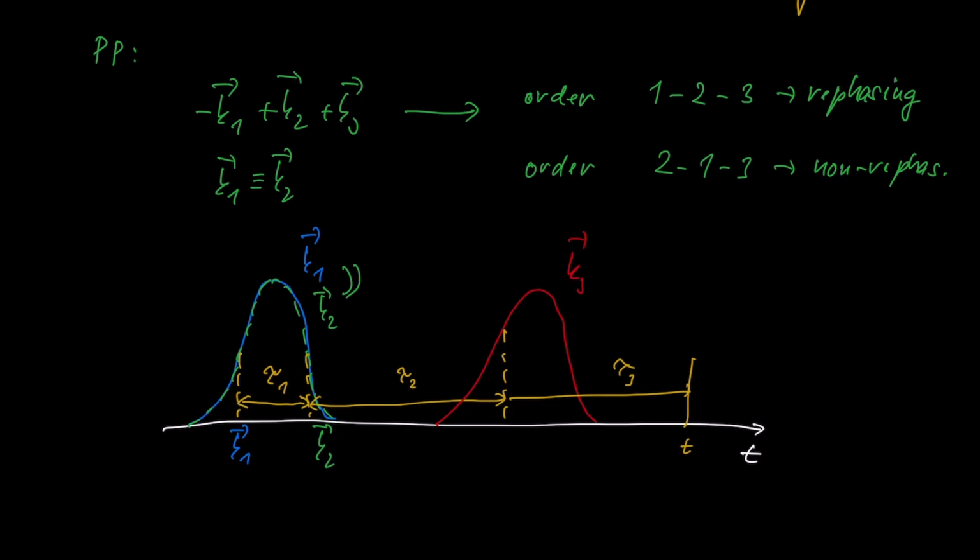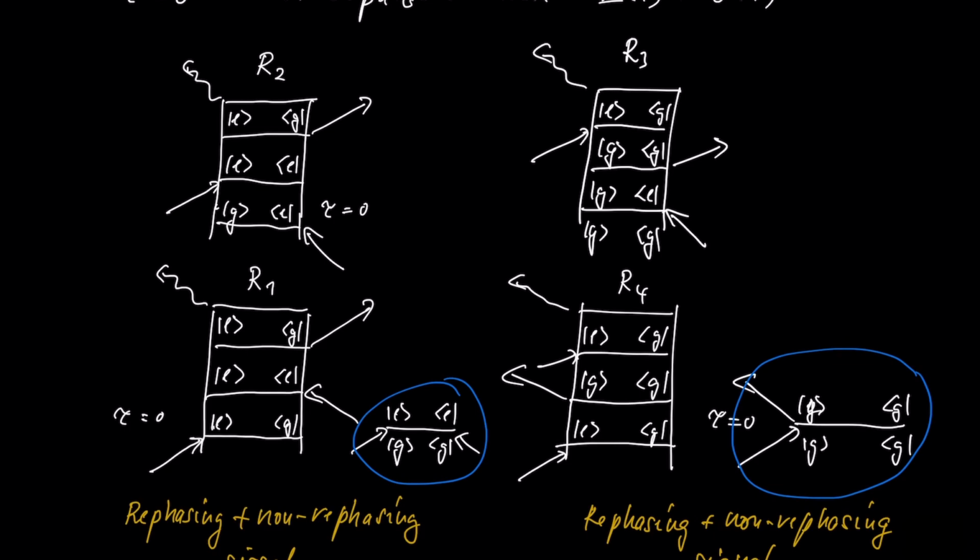So this is what happens. We have the order 1, 2, 3, but at the same time, because the pulses K1 and K2 are basically the same pulse, we also have exactly the same amount of 2, 1, 3. So we would have the same amount of rephasing and non-rephasing signals in the pump probe. In fact, we will have to consider always the pairs of rephasing and non-rephasing signal for each of the groups here, from the pathways, for the pathways that go through the excited state and for the pathways that go through the ground state.